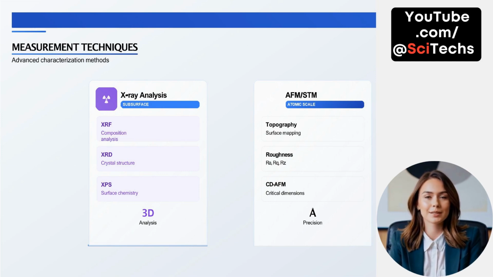On the atomic scale, AFM, atomic force microscopy, and STM, scanning tunneling microscopy, provide ultra-high precision. Topography mapping with AFM generates detailed surface images. Roughness measurements, such as Ra, Rq, and RMS, quantify texture critical to process control. CD-AFM measures critical dimensions with sub-nanometer accuracy. These tools operate at angstrom-level precision, making them indispensable for nanometer-scale device development and yield improvement.